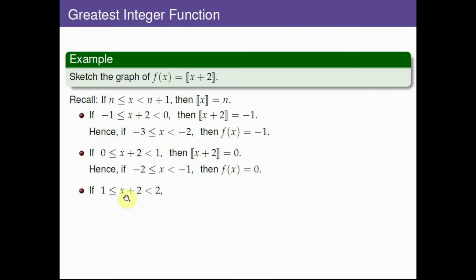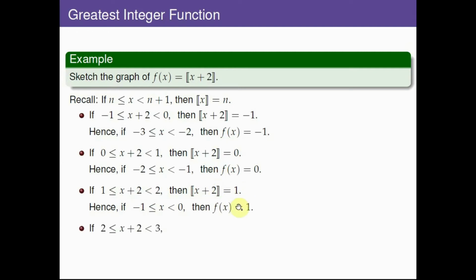Similarly, if x plus 2 is sandwiched between 1 and 2, then the GIF of x plus 2 is 1. Hence, if x is greater than or equal to negative 1 but less than 0, this is equivalent to this inequality, then f of x is 1.